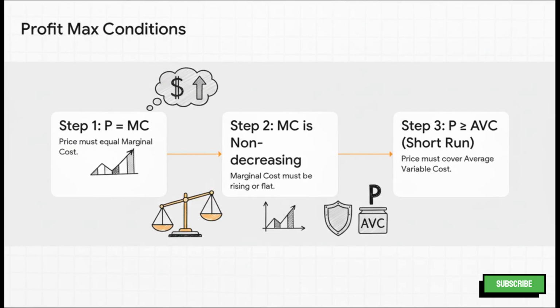So how does a firm actually do that? How does it find that sweet spot of maximum profit? Well, there are 3 conditions that need to be met. Condition 1, and this is the big one, price has to be equal to marginal cost. We'll talk a lot more about that. Condition 2, at that exact level of output, the marginal cost curve must be non-decreasing, so it should be going up or be flat. And condition 3, which is super important in the short run, is that the price has to be greater than or equal to the average variable cost, because if it's not, you're literally losing money on every item you make just by keeping the lights on.